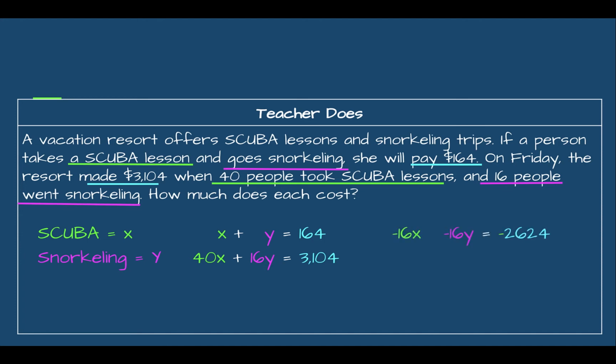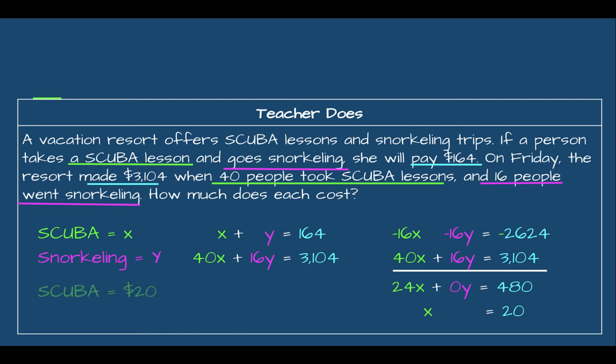So I'm going to multiply the top one by negative 16. That way my y's will eliminate. I could have also multiplied the top by negative 40, but we chose negative 16. The bottom one doesn't change. Now I can add them together, so I can eliminate the y's. I would get 24x equals 480, divided by 24, x is equal to 20.